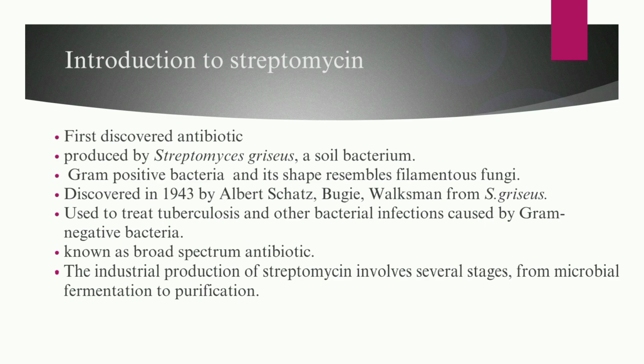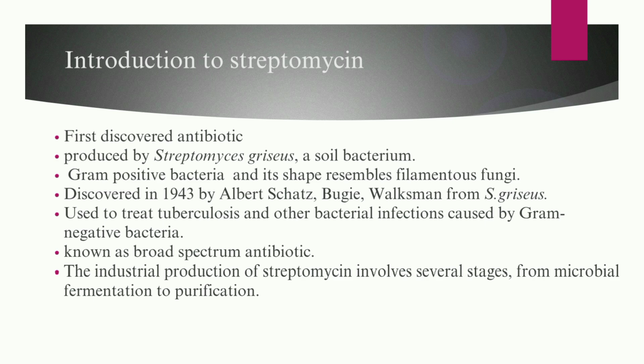Streptomycin is the first antibiotic discovered and it is produced from the bacterium Streptomyces griseus. The bacteria is found in the soil, and Streptomyces species is a gram-positive bacteria and it grows in various environmental conditions. It is filamentous in nature.